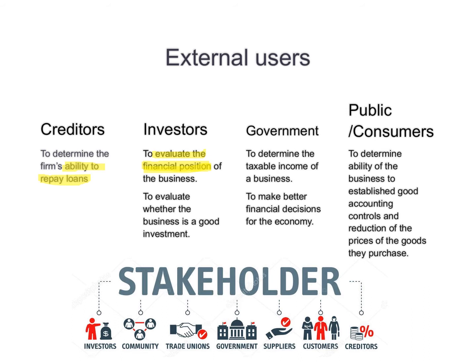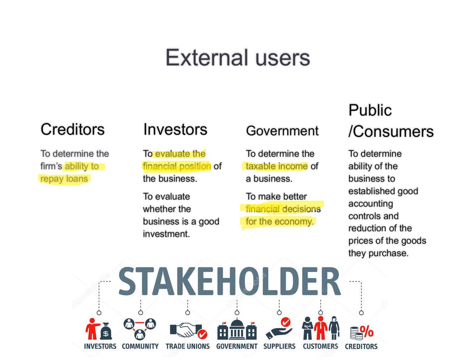And then the government adalah as usual, dia nak tentukan taxable income and then dia nak make a financial decision for the economy. So lebih banyak untung company generate, lebih banyak dia kena bayar tax. So lebih happy lah government.